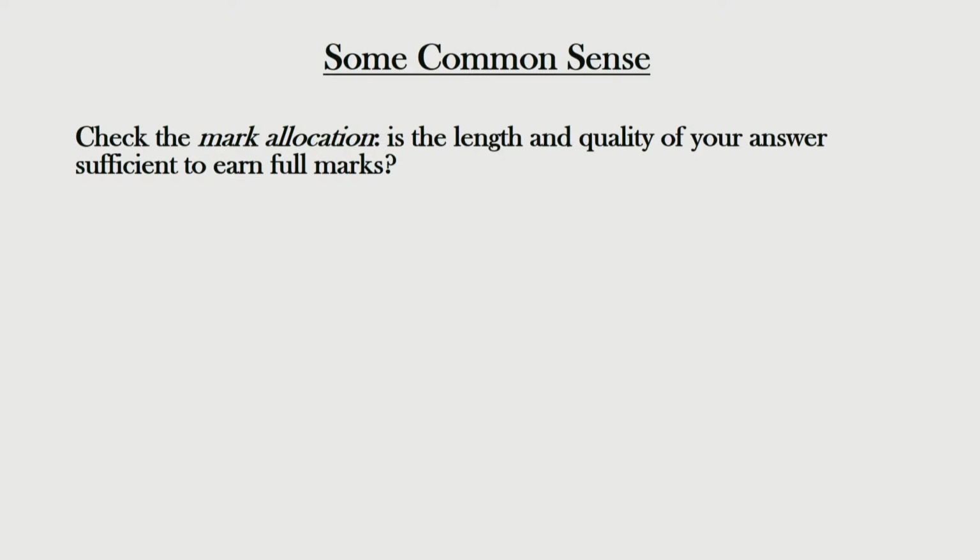Good. Now, the first one, obviously, is mark allocation. If you've got a 3-mark question, there must be, and I'm going to use the same images previously, there must be enough meat and potatoes in that response of yours to make it worth 3 marks. You can't just write 1 or 2 or 3 words down and hope for the best. That's not the way it works.